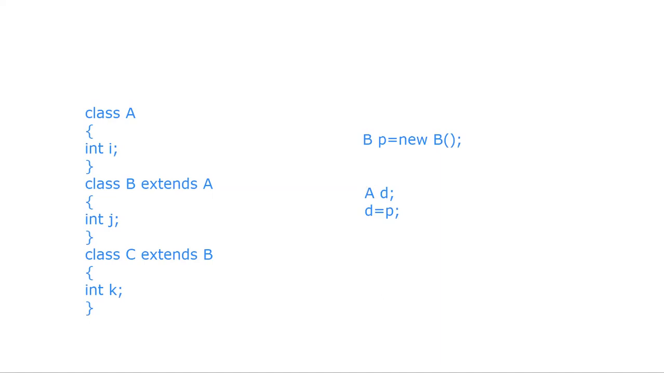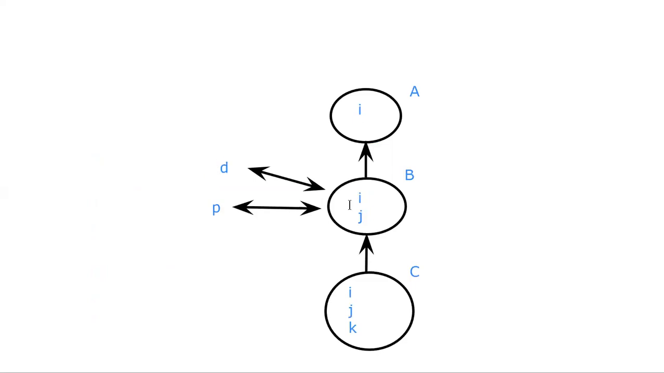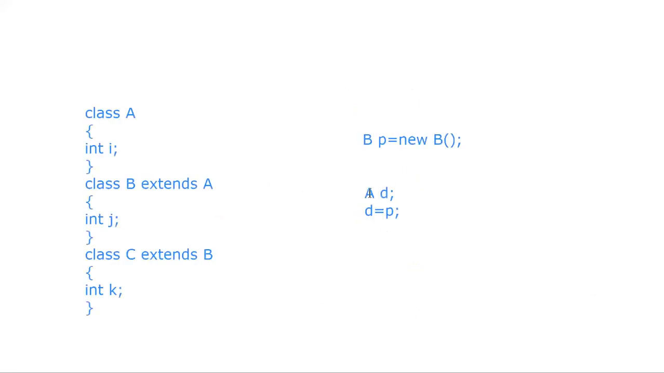So what are the members of class A? The member of class A is I. So D can refer only to I. D cannot refer to J since D is not aware of J. But P can refer both to I as well as J, since P knows that I is a member from its superclass. Since D is a reference of class A, it can refer only to its own members, but not to its subclass.